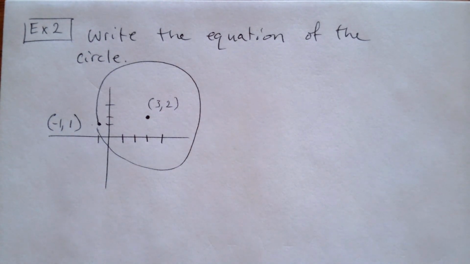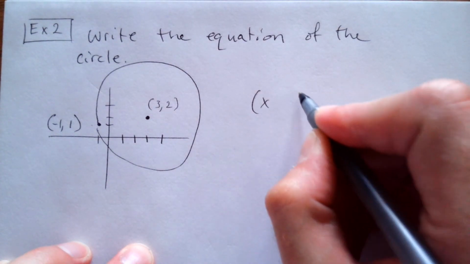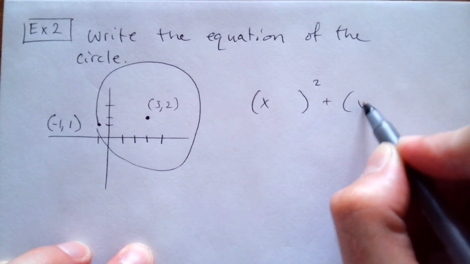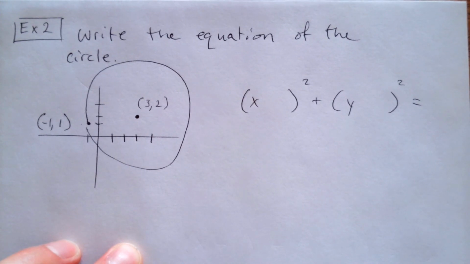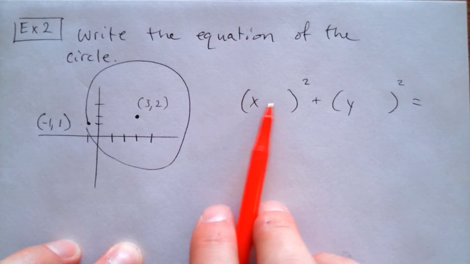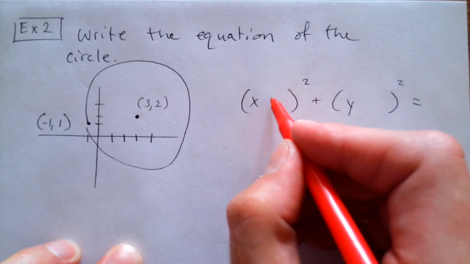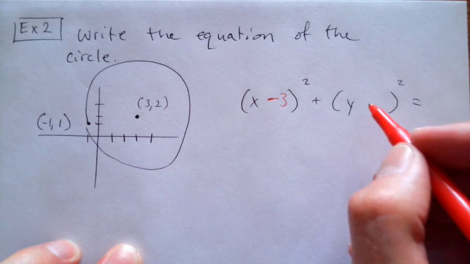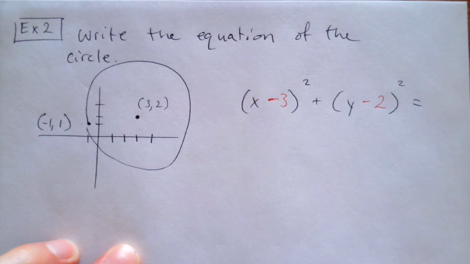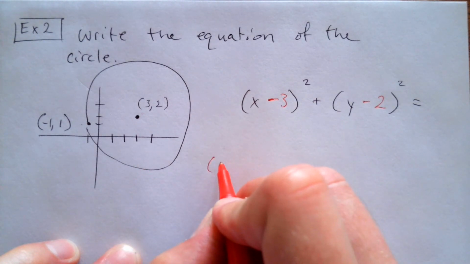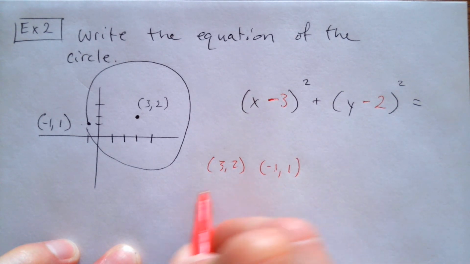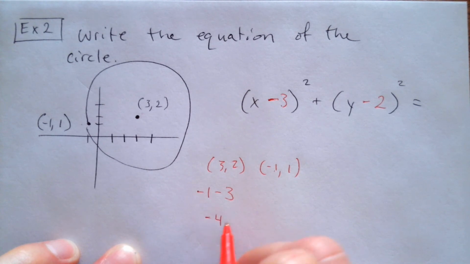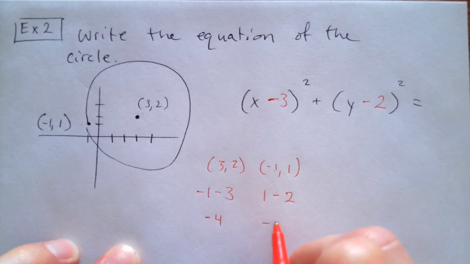Alright, let's see here. First, we're going to have x with something in parentheses plus y with something, and we're squaring those two things and equals. Inside the parentheses, this takes the x coordinate except for its opposite. So I get x minus 3. Opposite of the 2, so minus 2. And then the lengthy part, which we did on whiteboards, that's finding the radius between 3, 2 and negative 1, 1. So we get negative 1 minus 3, that's negative 4. 1 minus 2, that's negative 1.